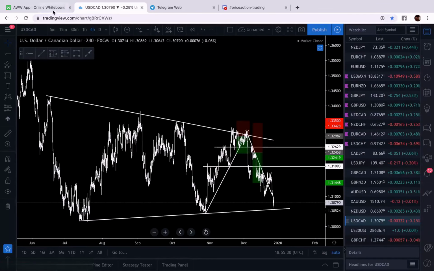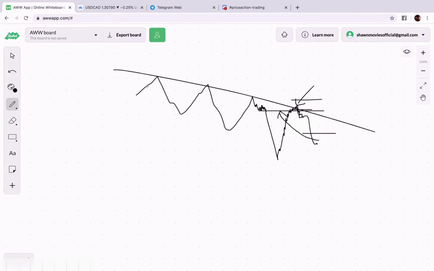But I want you guys to understand how simple this trade was. It was simply a downwards direction, a break, and a retest of a horizontal level with rejection. And I simply took a sell, put a stop loss above and a target below. That's how simple it is.